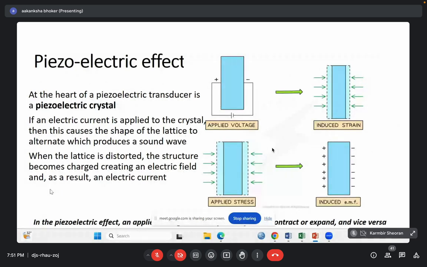Now, as we discussed, there are two important concepts. One is piezoelectric and the other is pulse echo principle. Piezo means pressure and electric means electricity. So what does it mean?